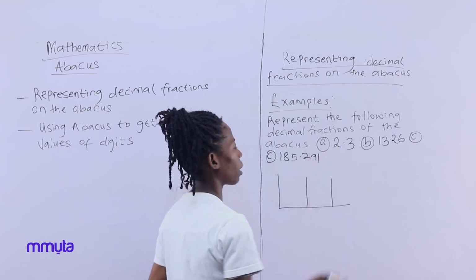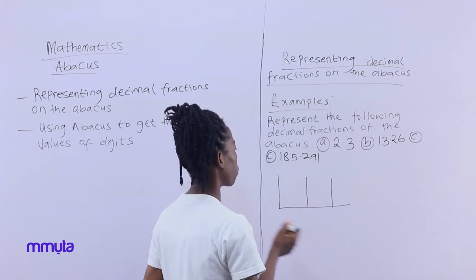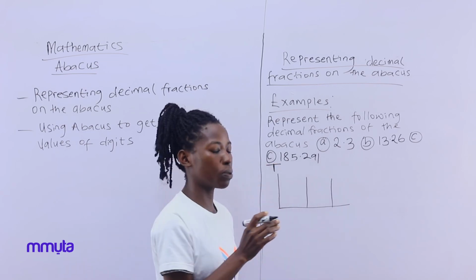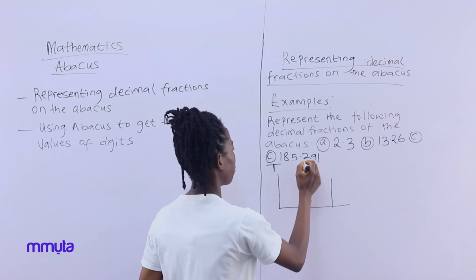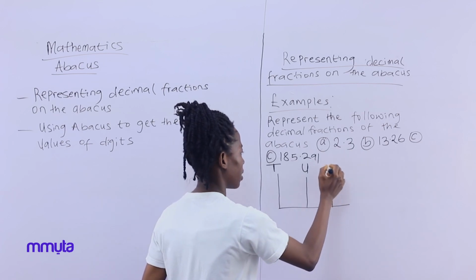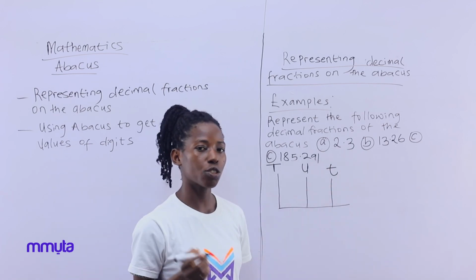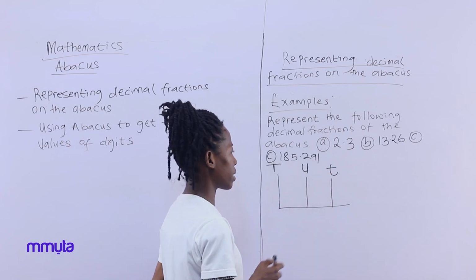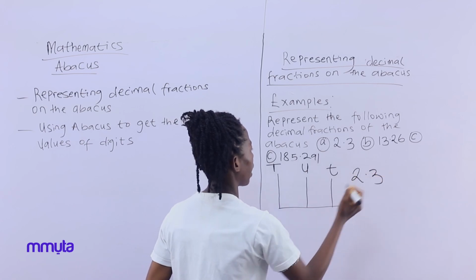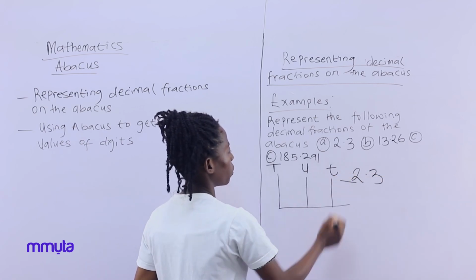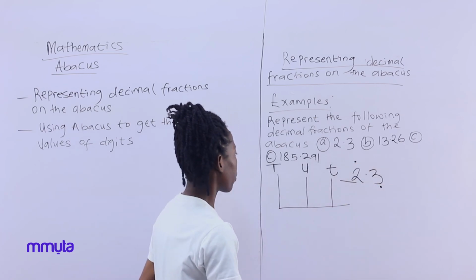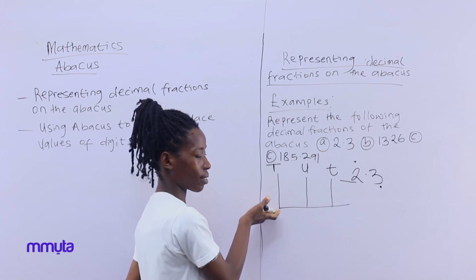Because we have a decimal point, we'll begin with your tens. Note that the tens is going to be in capital letter T, then you have the unit, and next, the one-tenth is represented by the small letter t. Now, looking at our digits, 2.3 that we want to represent on the abacus, we have the 2 on the unit rod, and the 3 on the one-tenth rod. There's no value placed on the tens.